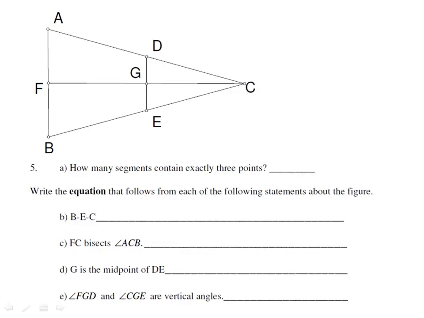Alright, here's question number 5. How many segments contain exactly 3 points? Alright, well, let's look at the segments here. Here's 3 points in that one. So that's 1.